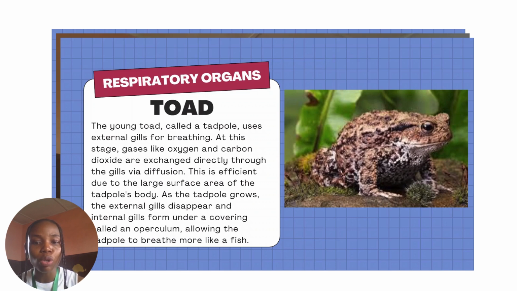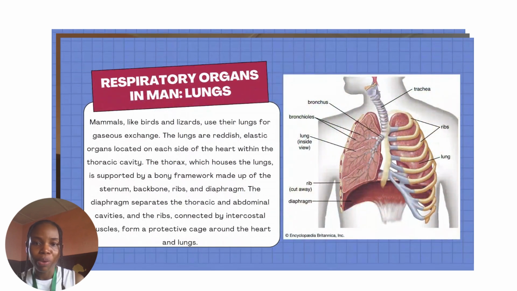And as the tadpole grows, the external gills gradually disappear and internal gills form under a covering called the operculum, allowing the tadpole to breathe more like a fish. I hope you understand that.